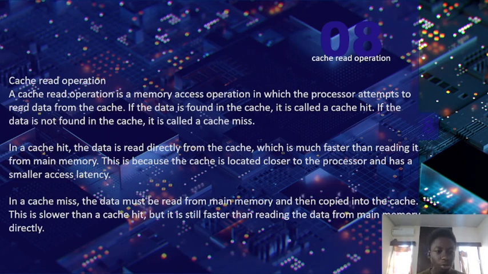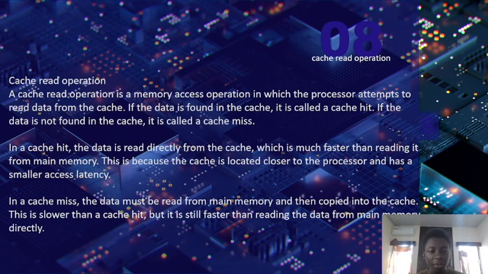So, in cache read operations, the CPU wants to process specific data. The first place it will look for that data is the cache, because the cache is close to it and it's very fast. It keeps the most frequently used data. So it will go to the cache. If it finds the data in the cache, we call it a cache hit. It will take it from the cache.